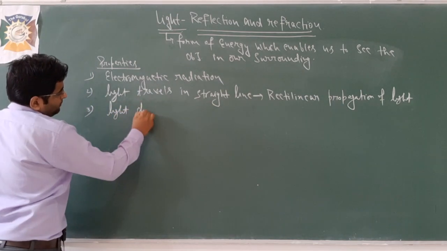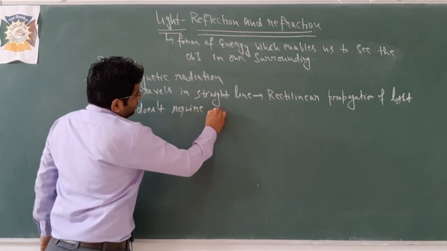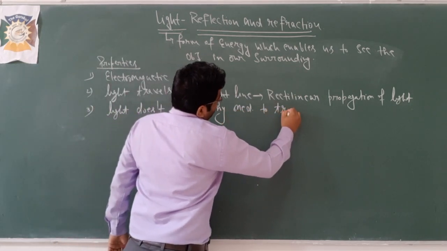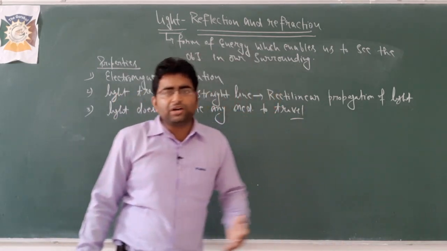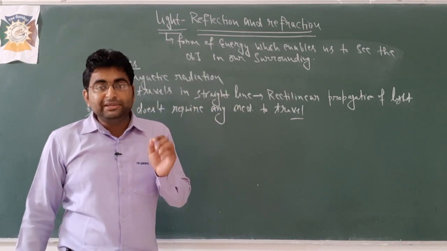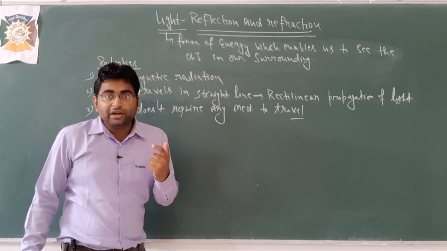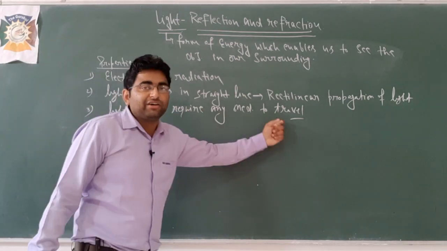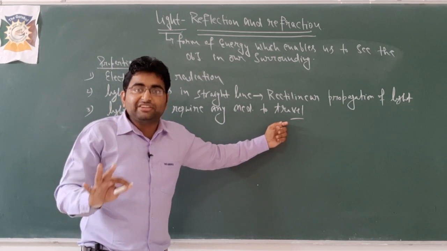Third, light doesn't require any medium to travel. But in class 8, you have studied the chapter sound, and you know very well that sound does not travel in vacuum. It means for traveling, sound requires a medium like solid or liquid or gas. But beta, in the case of light, it doesn't require any medium to travel. It can travel in any medium. If there is no medium, there is vacuum, it also travels in vacuum.